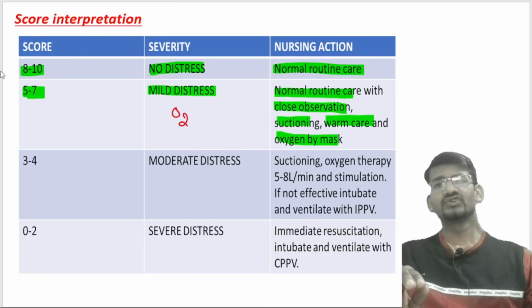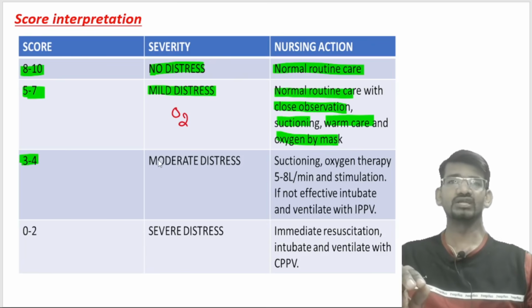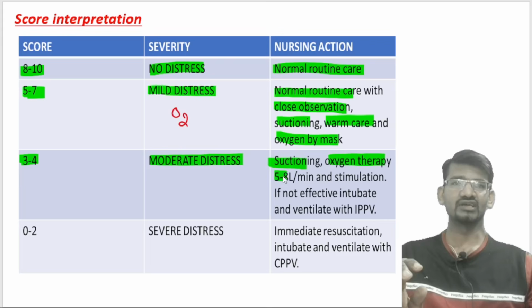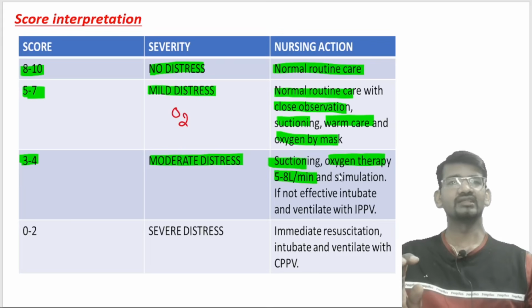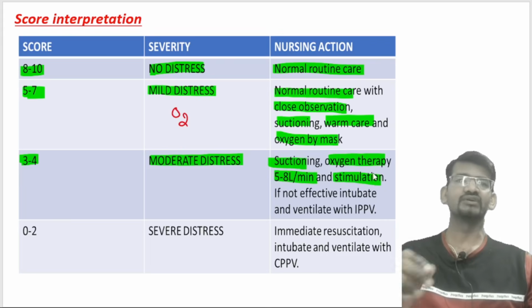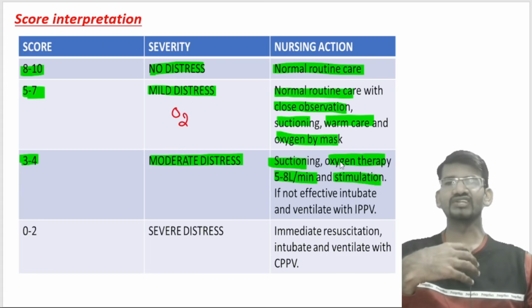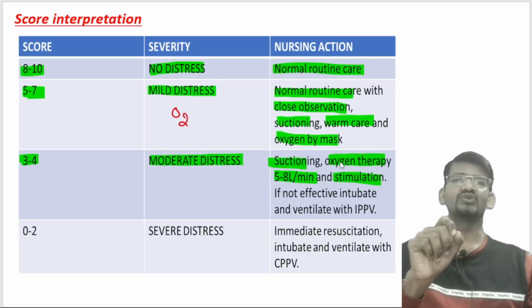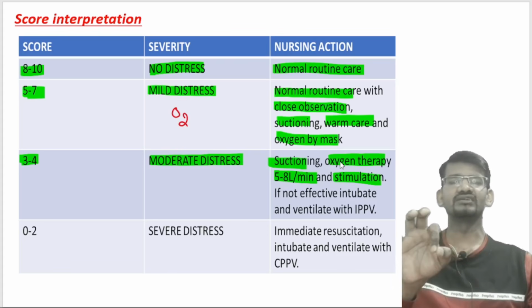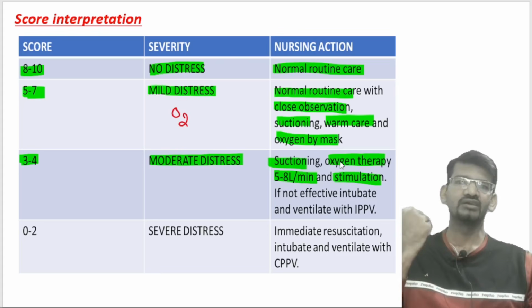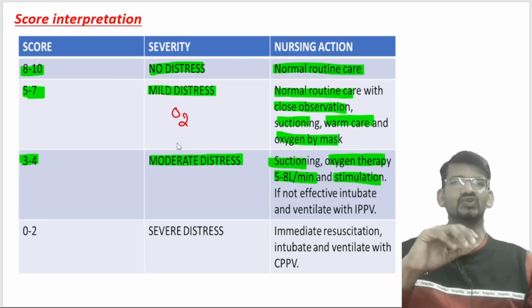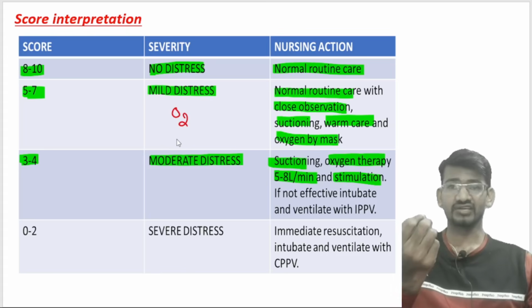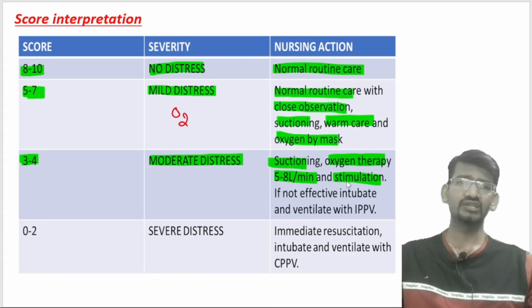Then if the score is between 3 to 4, we consider it as a moderate distress, where the baby needs suctioning, then oxygen therapy, nearly 5 to 8 liters. Then stimulation, we have to stimulate because the baby's respiratory effort is not good, or if the baby is gasping, then we have to stimulate the baby just by flicking the sole of the baby or by a back rub, so that it can initiate the respiration. So all these things can be done.